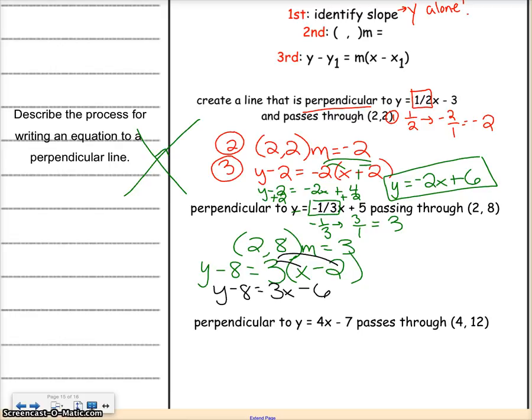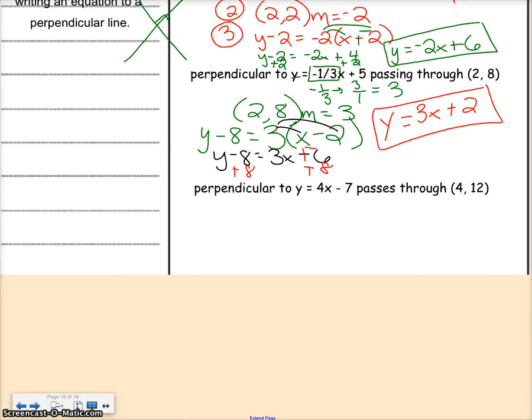I'm going to plus a negative because I don't want to mess up my signs. Plus 8 to both sides. And you get y equals 3x plus 2, because negative 6 plus 8 is a positive 2. And that is the equation of my perpendicular line.